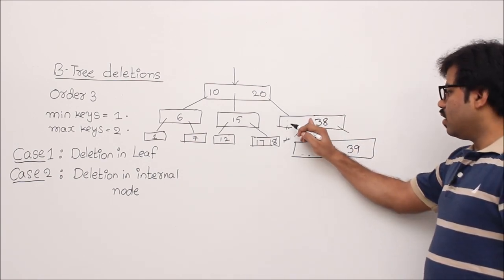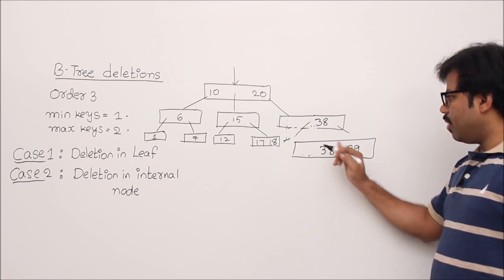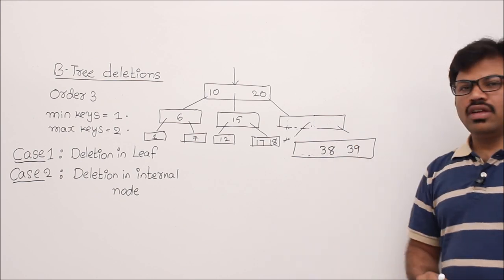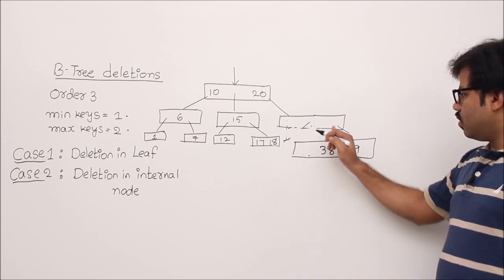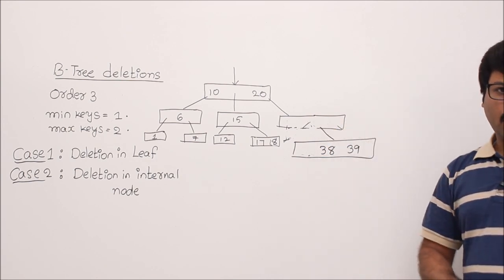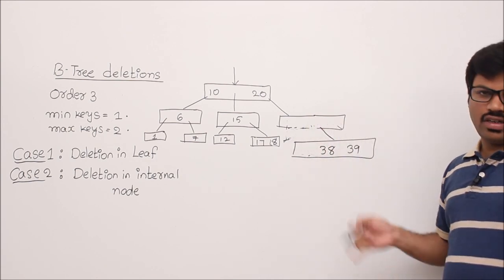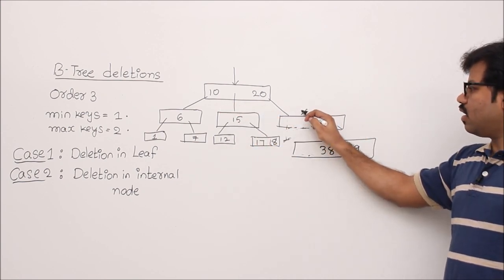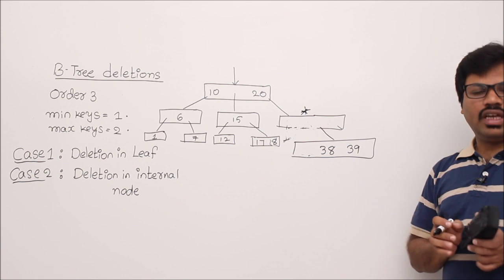So when you do that, 38 has to be removed from here, correct? And we have to pull here. Then you get this one. So only 0 keys and 1 pointer, 38, 39. But the problem is now this node, don't worry, this node doesn't have sufficient keys. So the internal node is now violating the minimum key condition.